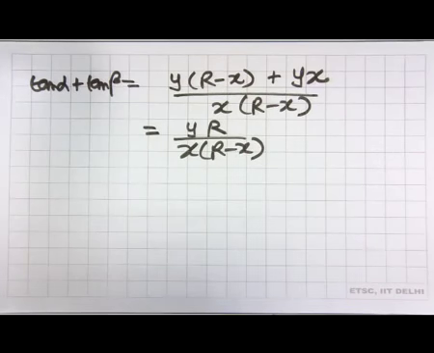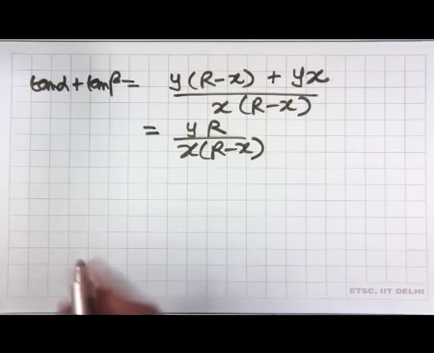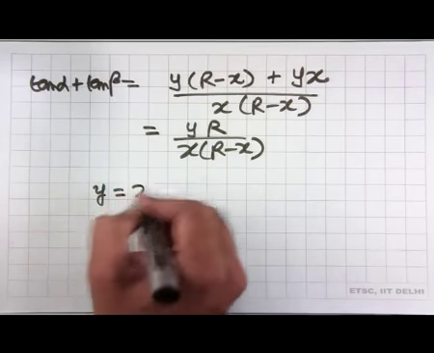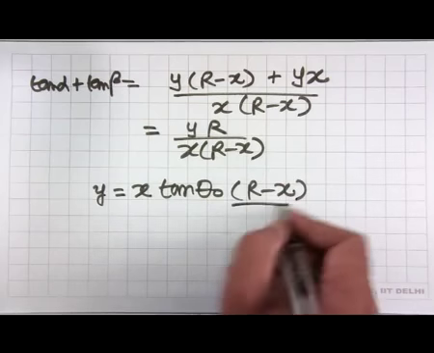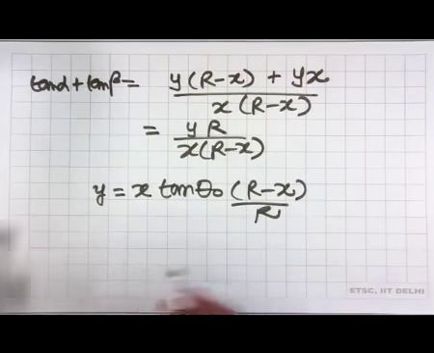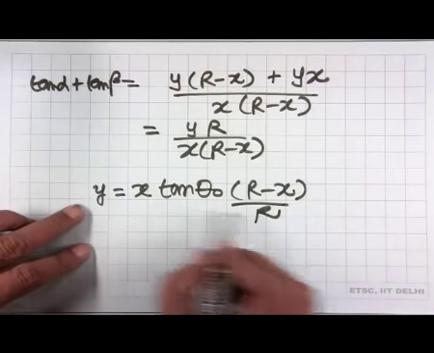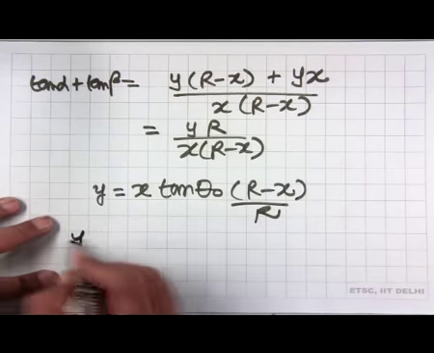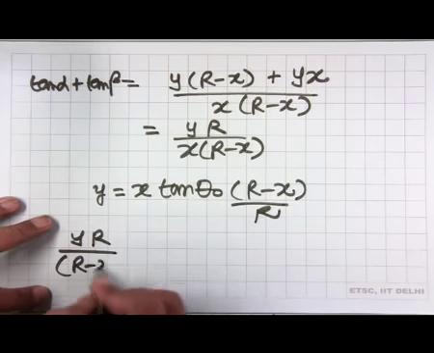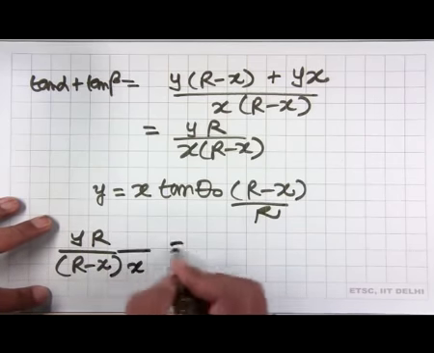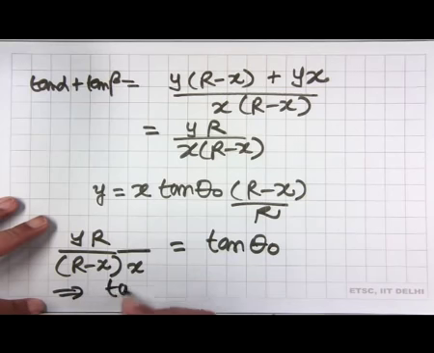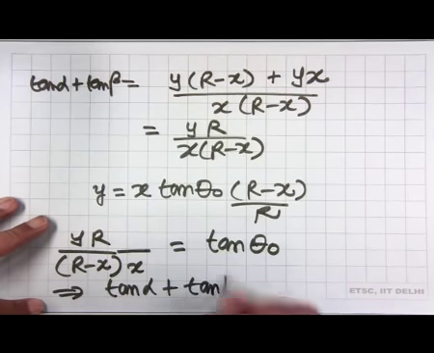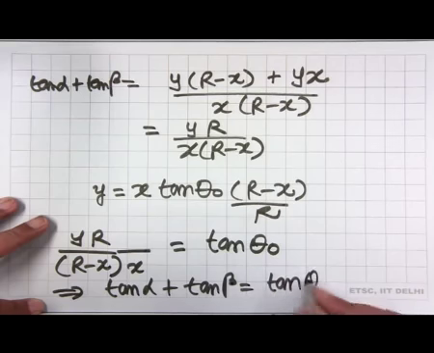And if we look at the general expression for y, what we had got just now was y is equal to x times tangent theta 0 times r minus x by r. So, therefore, y times r by r minus x times x is equal to tangent of theta 0. So, this will imply tangent alpha plus tangent beta is equal to tangent of theta 0.